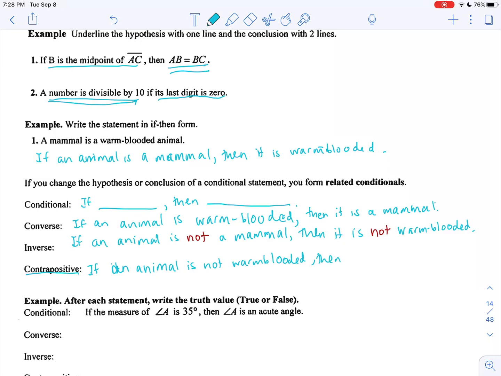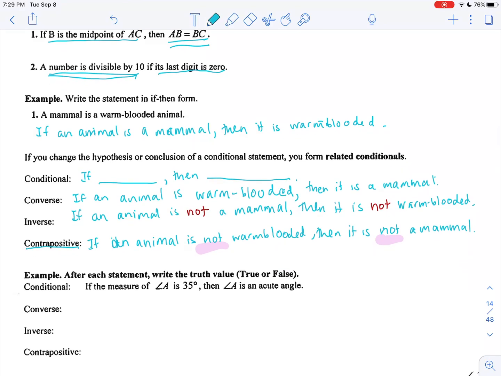then it is not a mammal. All right, and the key part is we're adding the not as well as we're switching. Erase that arrow, and then we'll summarize the rules as well.